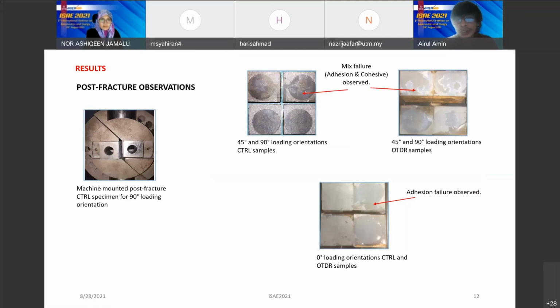The post-fracture observation was also done on all the samples. The two pictures at the bottom right of the screen show the post-fracture samples of the 45 and 90-degree loading orientation for the control sample and also the outdoor sample. Based on the observation, we can see that a mixed failure occurs on both samples, which is a mixing of the adhesion failure and also cohesive failure.